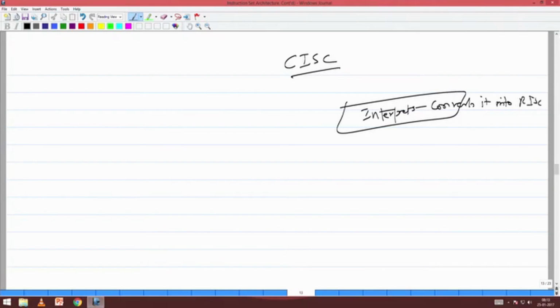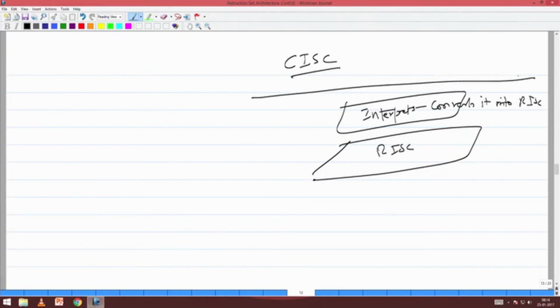Every CISC instruction gets converted into an underlying RISC instruction, and below this is a RISC processor which executes it. So from the operating system or from the outside view, you only see a CISC processor, but the CISC instructions are not directly executed by CISC hardware. The underlying hardware is RISC hardware, and all your CISC instructions are interpreted or converted into one or more RISC instructions, and executed on the RISC processor.